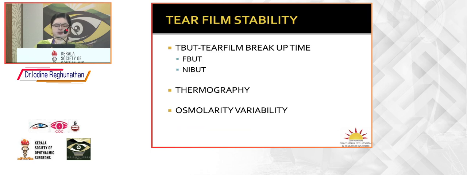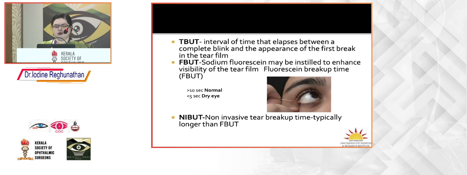Next is the tear film stability. Here we have the tear breakup time. It's the interval of time between the complete blink and the appearance of the first break in the tear film. When done with fluorescein to enhance the visibility, it's a fluorescein breakup time. More than 10 seconds is considered normal. And when it's done without fluorescein, it's a non-invasive breakup time, which is typically longer than the fluorescein breakup time. Whenever possible, the recommended one is the NIBUT, but since it requires special machines, the FBUT can be used whenever NIBUT is not available.